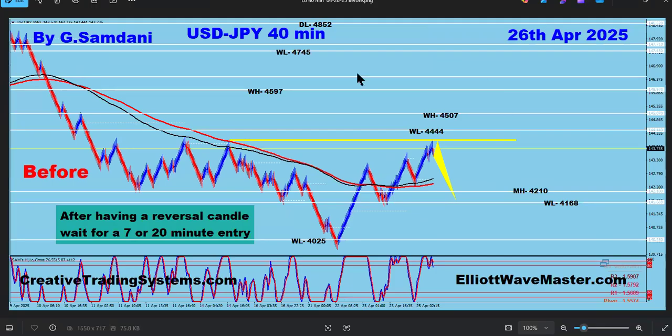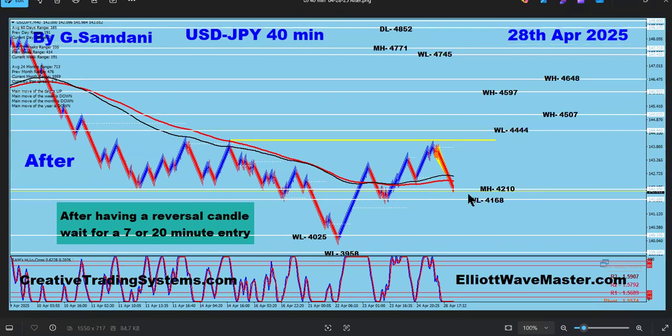yen, right? Same thing. USD yen 40-minute chart made on 26th April, and supposed to take a 7-minute short entry from here. It's supposed to be coming here. What happened at this chart today, Monday? So far, this 5 o'clock, it's 5:29 p.m. Eastern time, and it came exactly to 42.10.